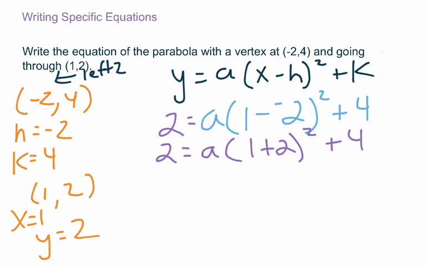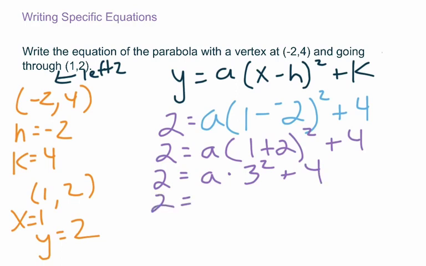Now, just like when we did this for lines, we borrowed the numbers so we could find the value for B. If you look at this, the only number we don't know is A. So what we're going to do is basically solve this equation to figure out what A is, and then we're going to give back the X and the Y and rewrite the equation with the H and the K. So using order of operations, we start with parentheses. So 1 + 2 is 3.